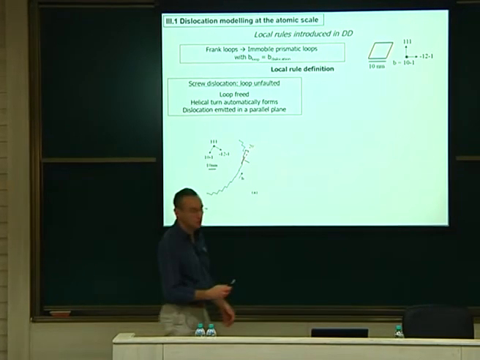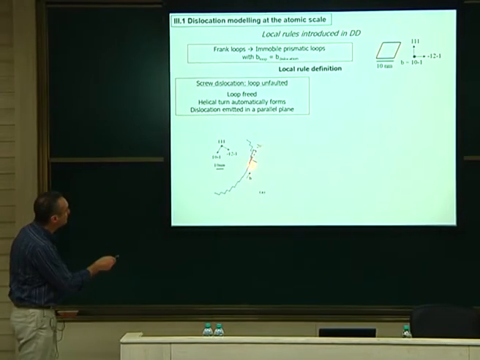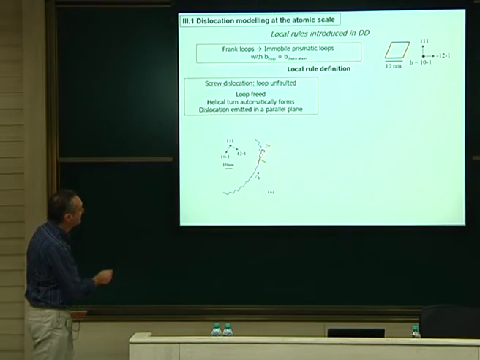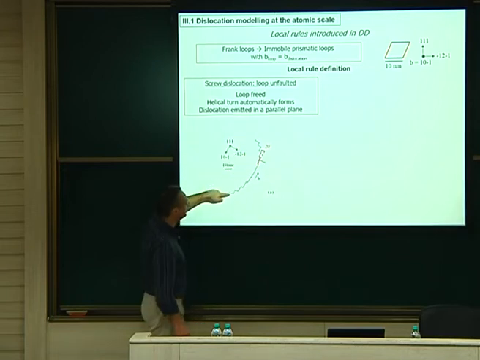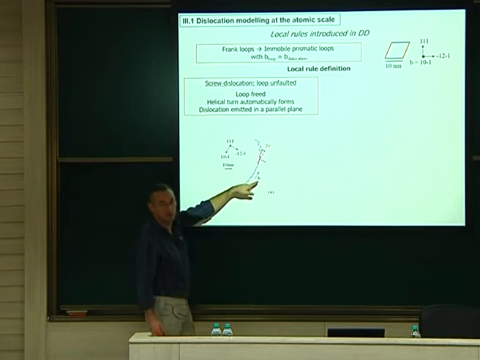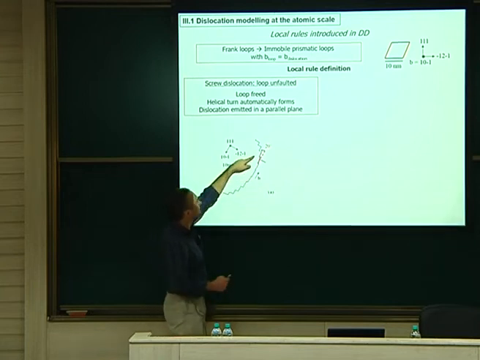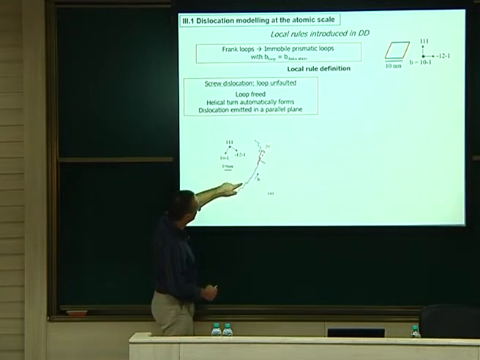So now I define two rules. So this is my loop. You see the loop is there, here. This is the loop with the Burgers vector perpendicular. So this is the prismatic loop. It is sessile, cannot move. If a dislocation comes in the vicinity of the loop, so this is my edge-screw model, I will explain after the break. It's made of screw and edge segments. So this is an edge segment, this is a screw segment.